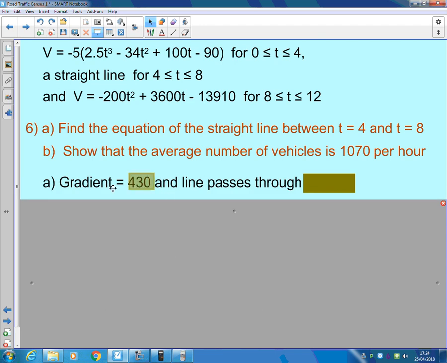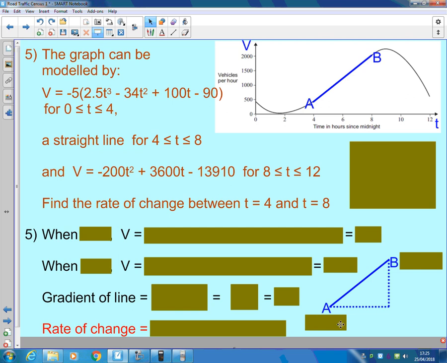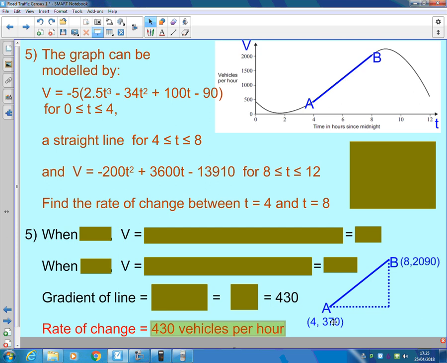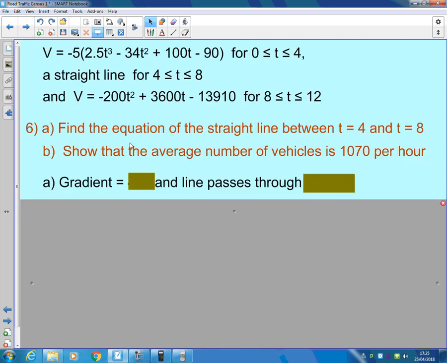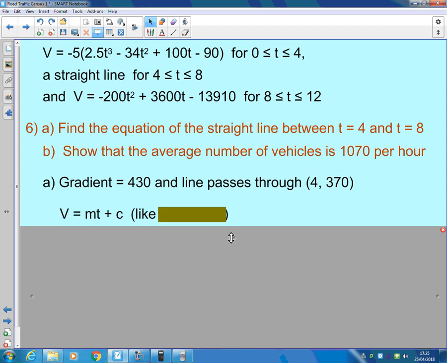Well, on the previous page, we worked out the gradient was 430. We also worked out two points. Now, I can use either point. So I've got my gradient is 430, and I can use 4, 370, or I can use 8, 2090. I'm going to use this one because it's easier. So that's the point I'm going to use, 4, 370. There's my gradient, 430. So gradient 430, it goes through the point 4, 370.